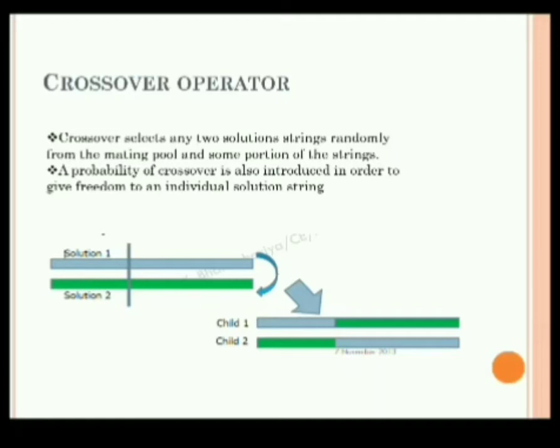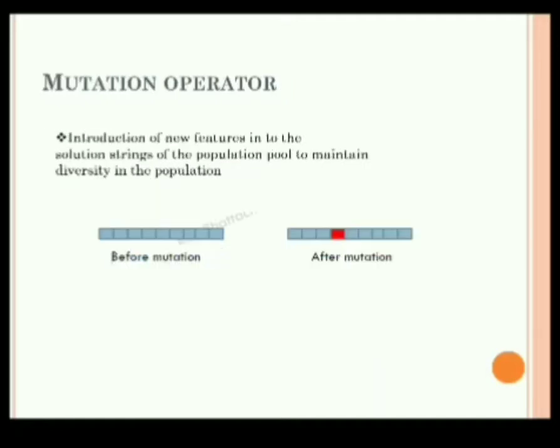Next, the crossover operator. The most popular crossover selects any two solution strings randomly from the mating pool, and some portion of the strings is exchanged between these strings. The crossover point is selected randomly. The probability of crossover is also introduced in order to give freedom to an individual solution string to determine whether the solution would go for crossover or not. So it has various types: binary crossover.